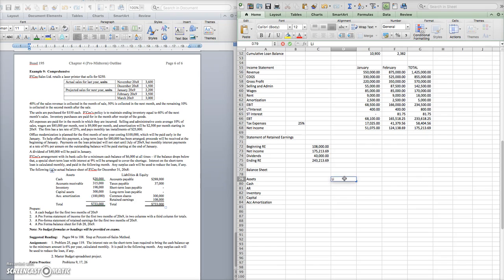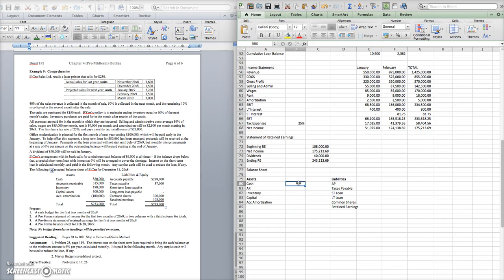Over here, we will have our liabilities, which will consist of AP, taxes payable, our short-term loan, our long-term loan, and at the bottom we will have, I can put it up there, common shares and retained earnings. We can make these just a bit bolder so we can see that they're headers.